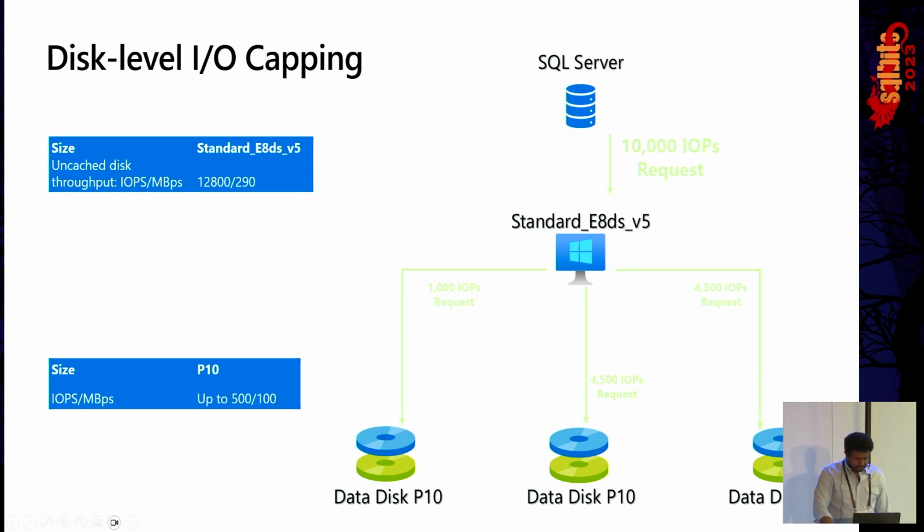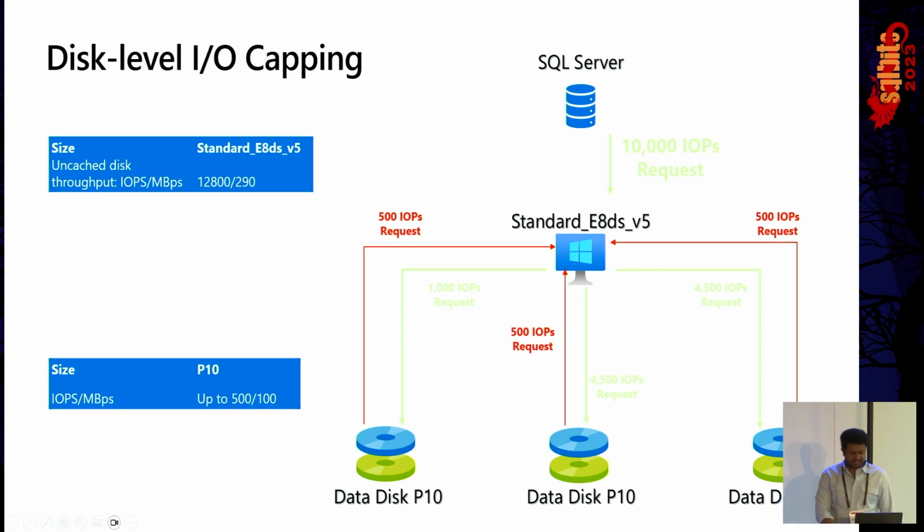But what essentially happens is, only 500 IOPS comes out. The reason is, the maximum capacity of a P10 disk is only 500 IOPS. Even though you throw 4,500 IOPS at it, the maximum that comes out of it is only 500, because that's the maximum capacity of a P10 disk. So which essentially means I only get 1,500. I tried to give a 10,000 IOPS request, but I only got 1,500 IOPS back.